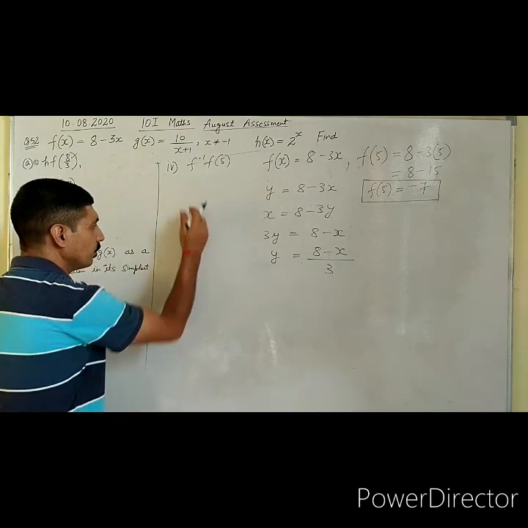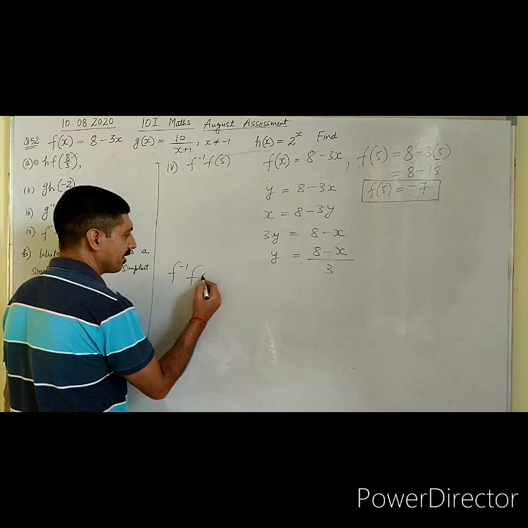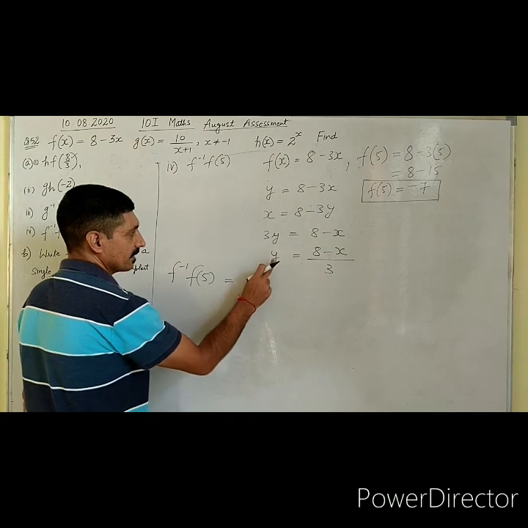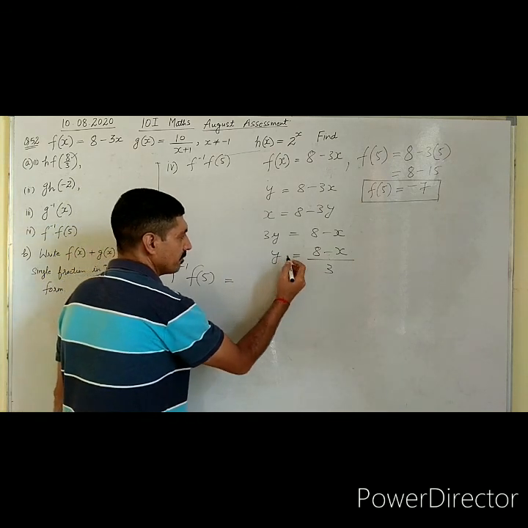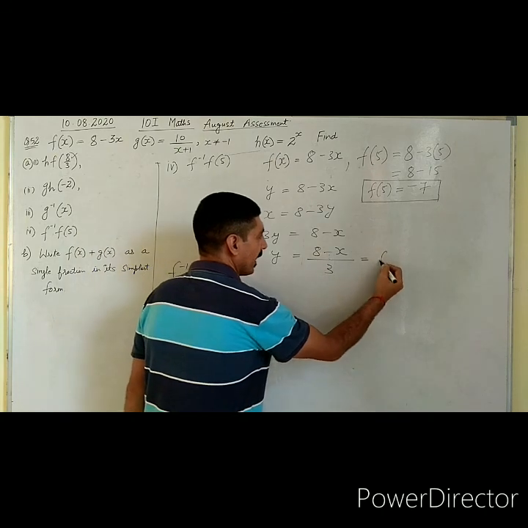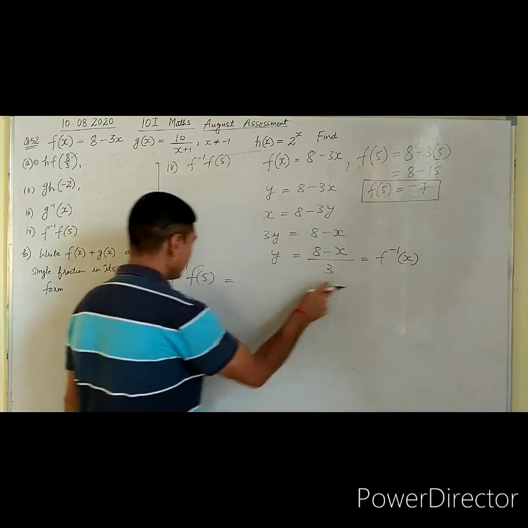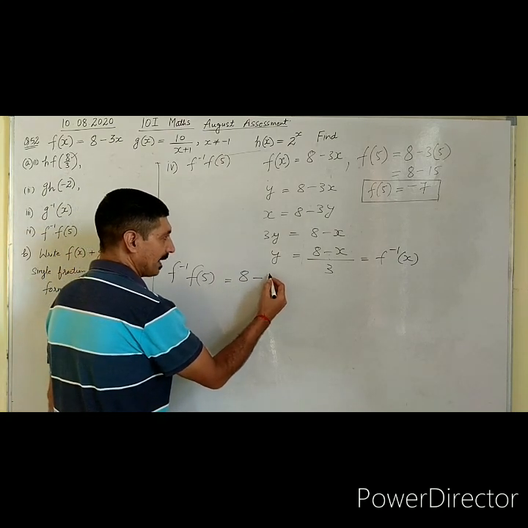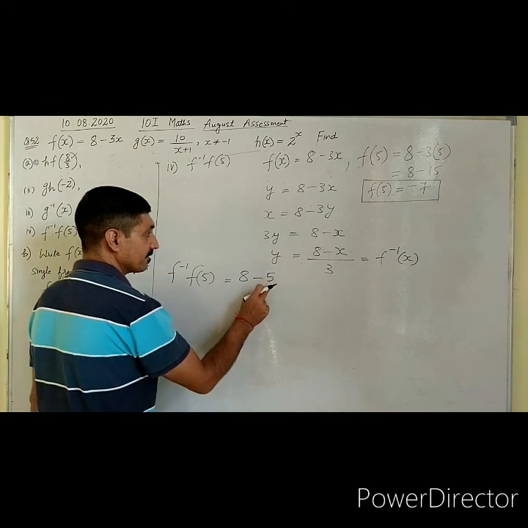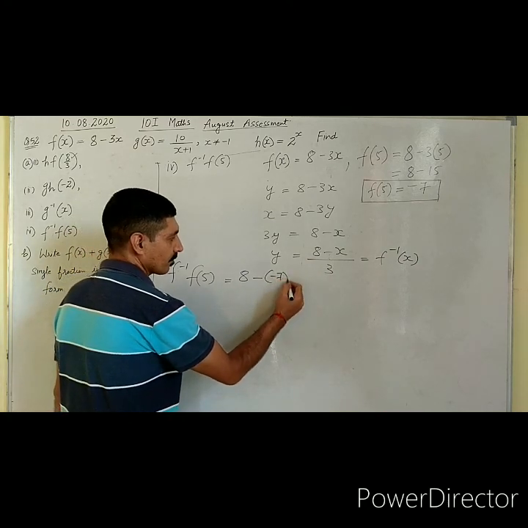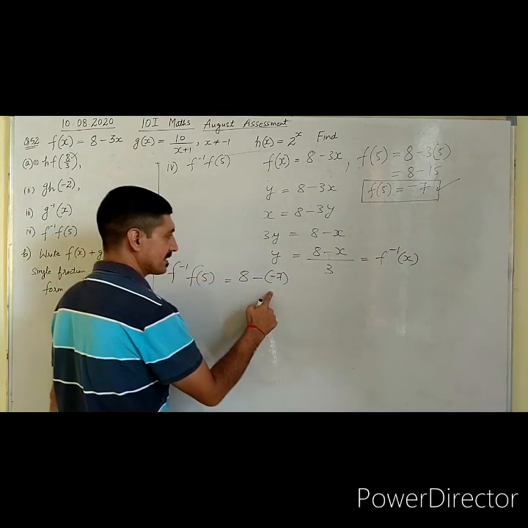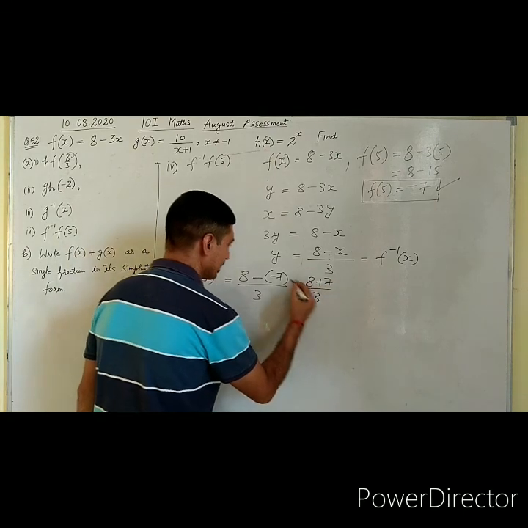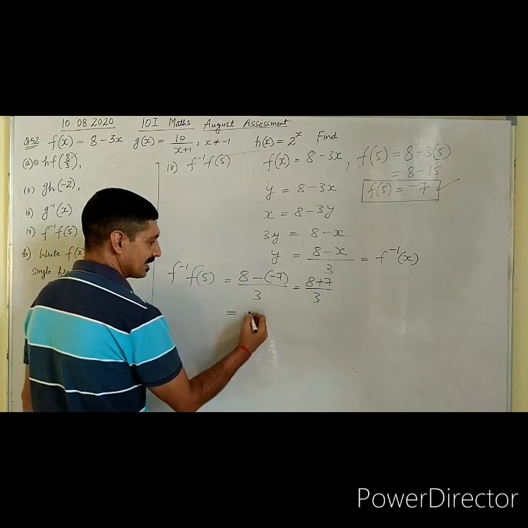So what is the value of f inverse of f(5)? This is nothing but f inverse of x, so here we can write y equal to f inverse of x. Here, f inverse of x at 5, where x is minus 7. f of 5 is minus 7, divided by 3. So we have 8 plus 7 divided by 3. So its value, that is 15 upon 3, is 5.